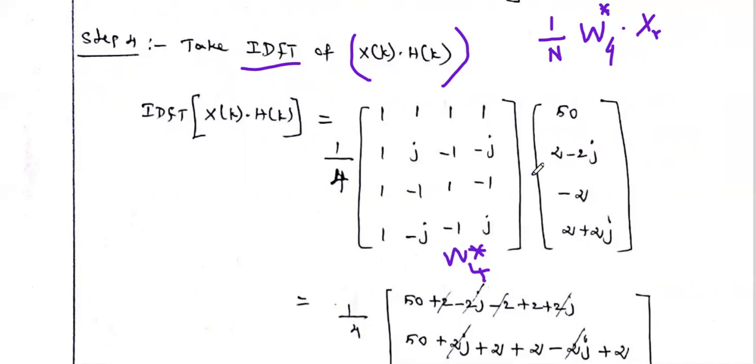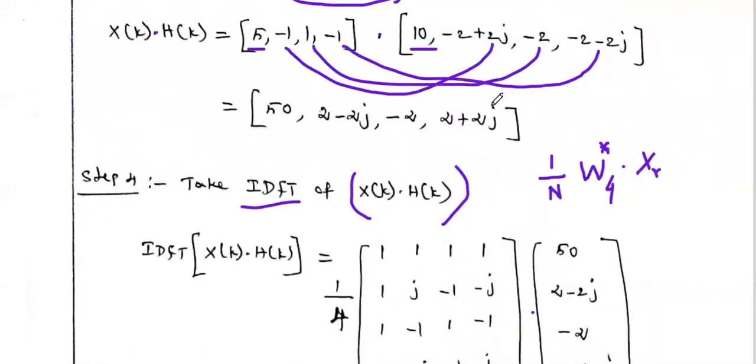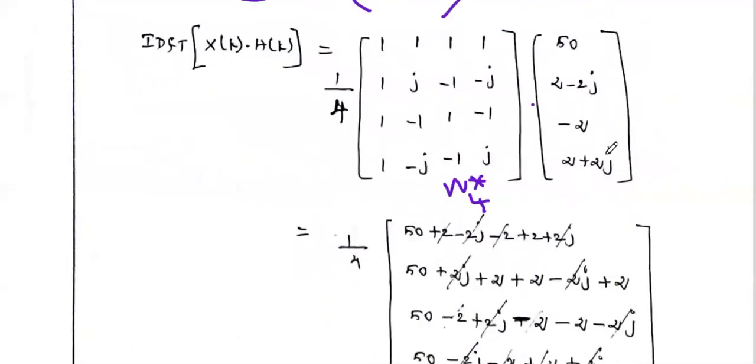So this W4 complex conjugate matrix is multiplied with the product X of k into H of k. What is the value of X of k multiplied with H of k? 50, 2 minus 2j, minus 2, and 2 plus 2j. So then similarly you just multiply the first row with the column and write the answer. Second row multiplied with the column, third row multiplied with this one, fourth row multiplied with this one.